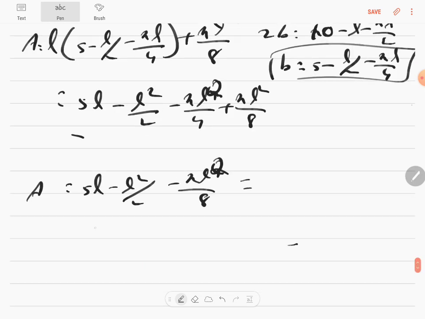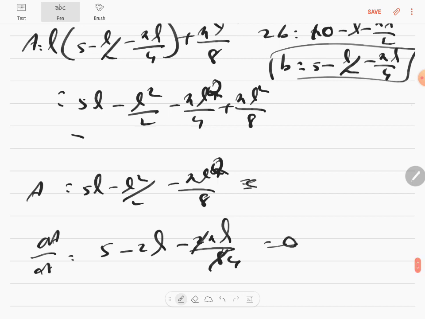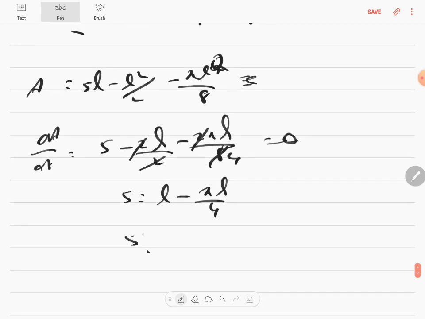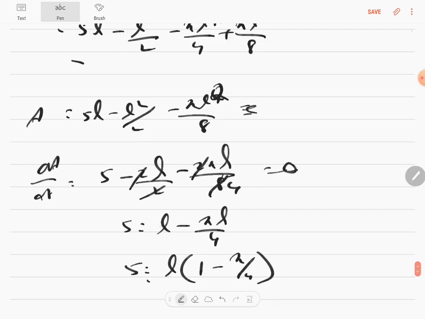If you equate this to 0, we have not differentiated it. If I differentiate it, it's 5 minus 2L by 2 minus 2 pi L by 8 is equal to 0. So 5 is equal to, 2 and 2 will get cancelled, it's 2L by 2, so L minus pi L by 4. So 5 is equal to L times 1 minus pi by 4. Minus, you take it to the other side, it will become plus.